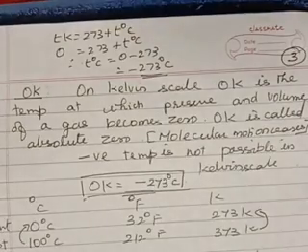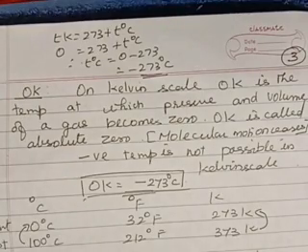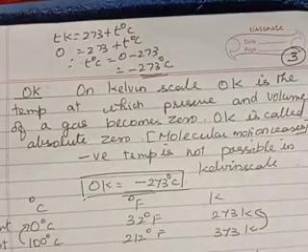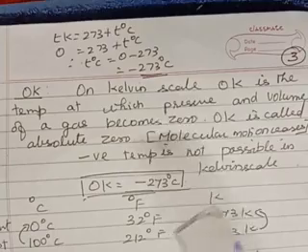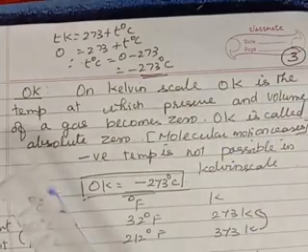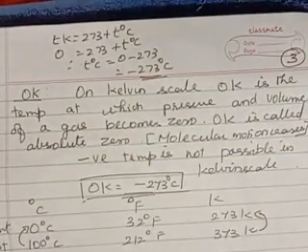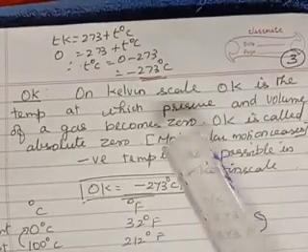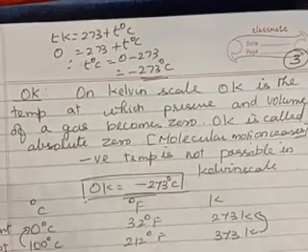So, have you heard about 0K or 0 Kelvin? It is also called absolute zero. What is that? On the Kelvin scale, 0K is the temperature at which the pressure and volume of a gas becomes zero. It's quite interesting, right? Pressure and volume of a gas becomes zero.